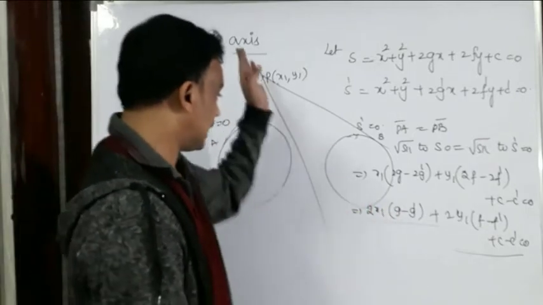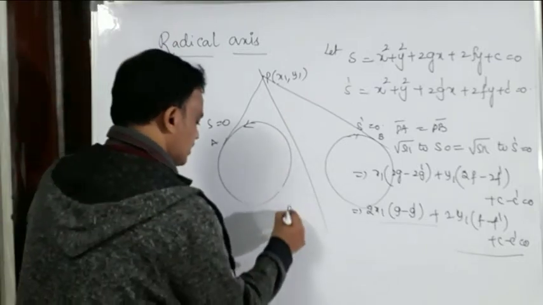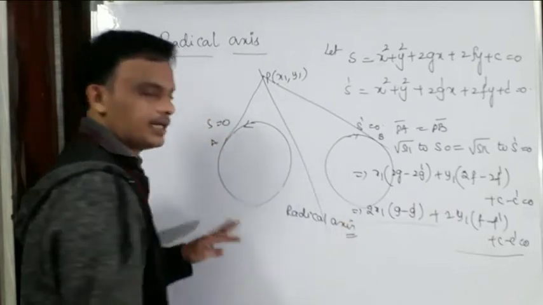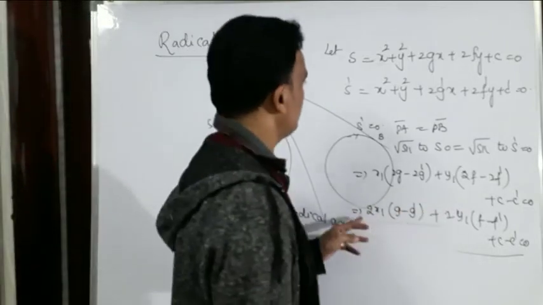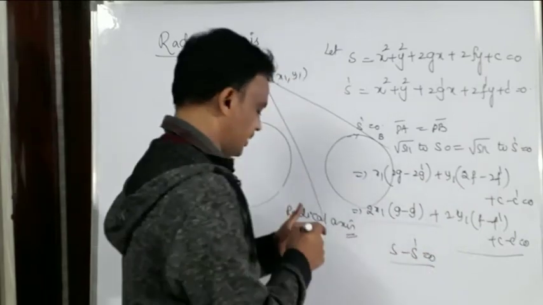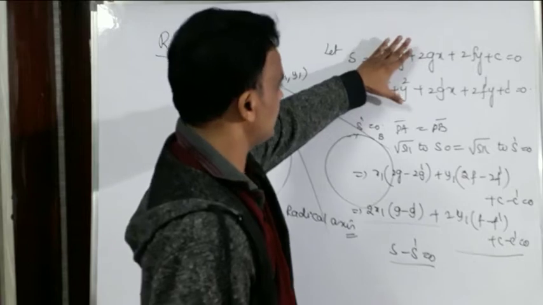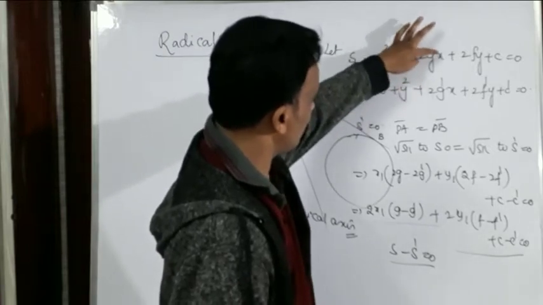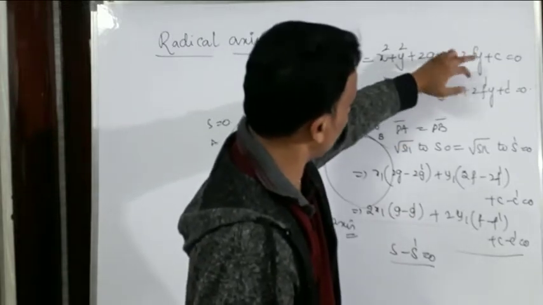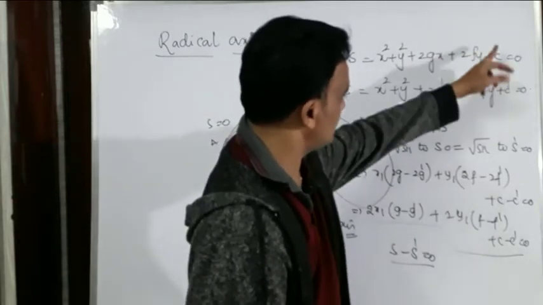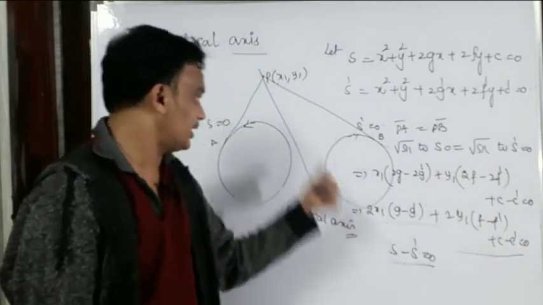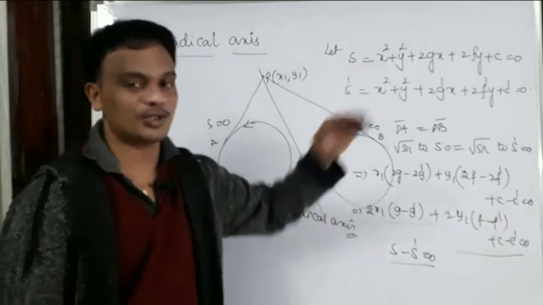Yes, that line is called the radical axis. Simply, we will get the formula. Please observe this one. Subtract: S minus S dash equals 0. What can you get? In S minus S dash, the x square and y square terms get cancelled. So 2x of (g minus g dash), am I right or not? And 2y of (f minus f dash) plus (c minus c dash) equals 0. That is the basic formula to find the radical axis of the given two circles.